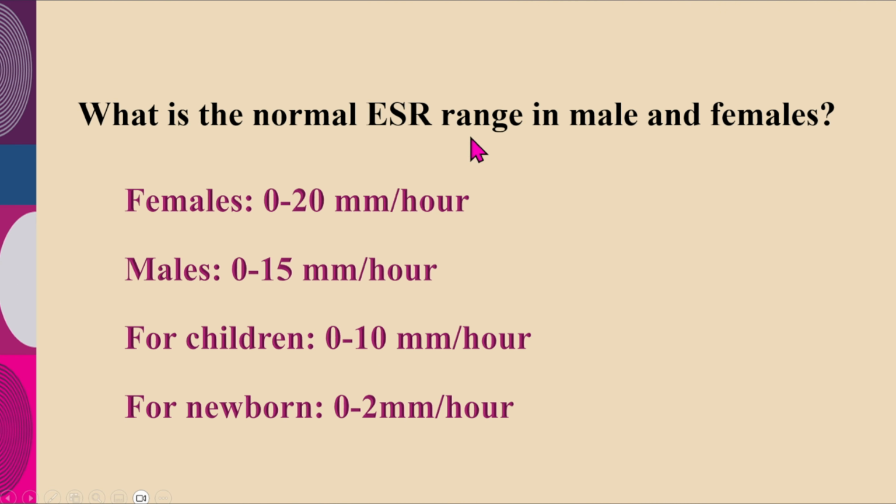What is the normal ESR range in males and females? Remember, the ESR is always higher in females than males, right? So for females, it is 0 to 2 millimeter per hour. In males, it is 0 to 15 millimeter per hour. For children, it is 0 to 10 millimeter per hour. For newborns, it is 0 to 2 millimeter per hour. So you have to memorize these values.